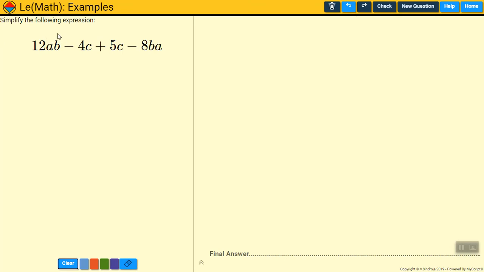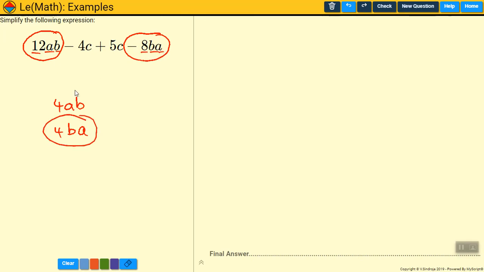So you can collect that with this. You've got 12AB take away 8BA. Technically you've got 4 ABs, or actually you could write 4 BAs. They're both the same expression, because remember, in algebra, things next to each other are multiplying each other, but it doesn't matter if you write 4BA or 4AB, they're both the same.